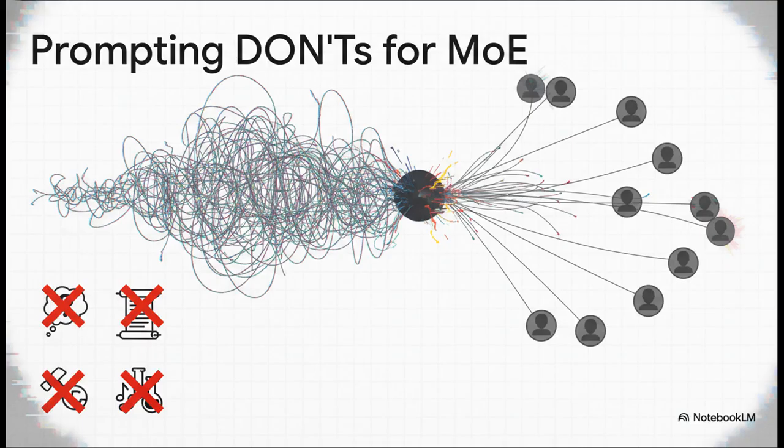Also, don't bury the lead. No more long, rambling introductions. Put the core task right at the top where the router's paying the most attention. And like we just said, don't mash everything together. Asking for code, a legal analysis, and a creative story all in one go is a recipe for disaster. It'll just activate a confused, messy mix of experts. Clarity and focus are your new best friends here.